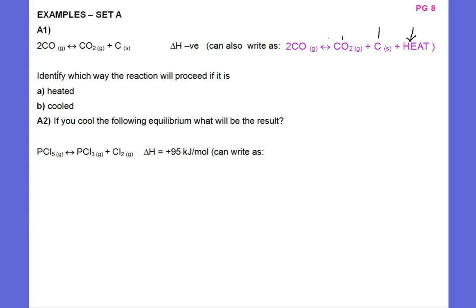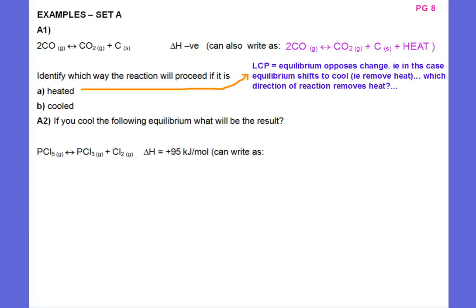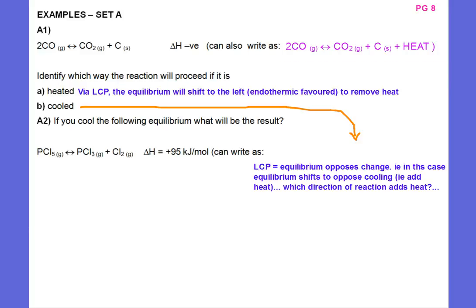So the question is, identify which way the reaction will proceed if it's heated or cooled. Let's just think for a second. If it's heated, LCP says the equilibrium will oppose the change. In this case, we've just heated it, so that means equilibrium has to shift to cool the reaction and remove heat. So you've got to ask yourself, which direction of the reaction removes heat? Hopefully you answered that the endothermic reaction removes the heat, and therefore by Le Chatelier's principle, if you've heated the reaction, it'll shift to the left, which is the endothermic reaction, to remove or absorb that heat.